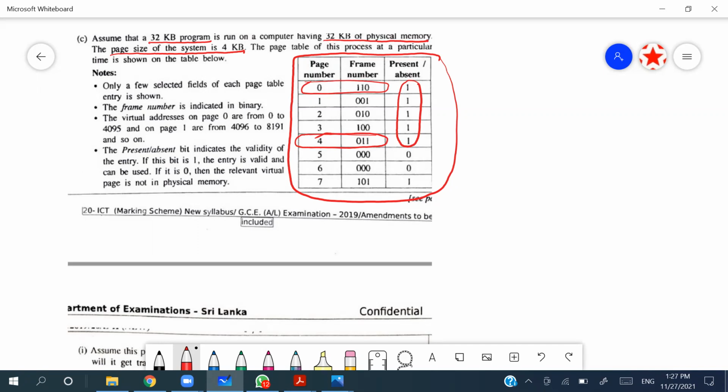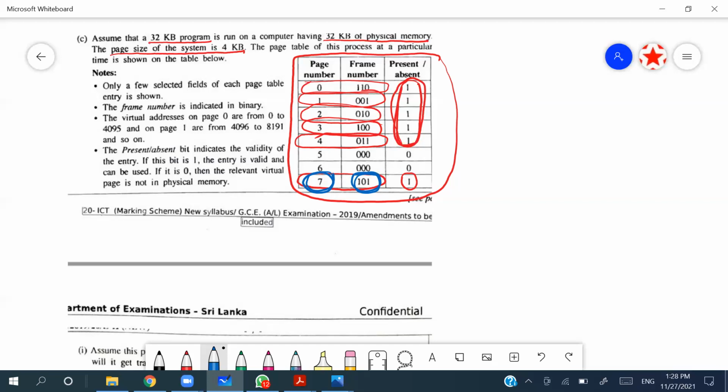right? So now you can see there are 6 pages. And this particular page has the present-absent bit as 1. So it indicates it is already there in the physical memory. Right? So that means this particular page number is utilizing this particular frame number. Right?